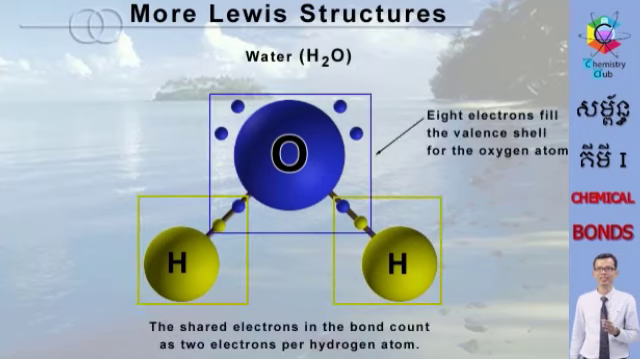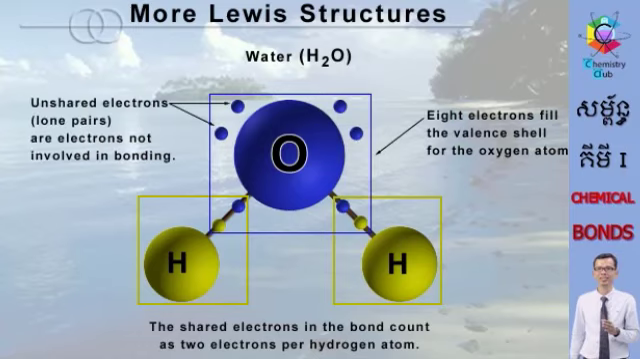However, 2 pairs of electrons on the oxygen atom are not shared with the other atoms and are referred to as unshared electrons, a non-bonding pair or a lone pair. Nonetheless, the valence shell for each atom is filled.